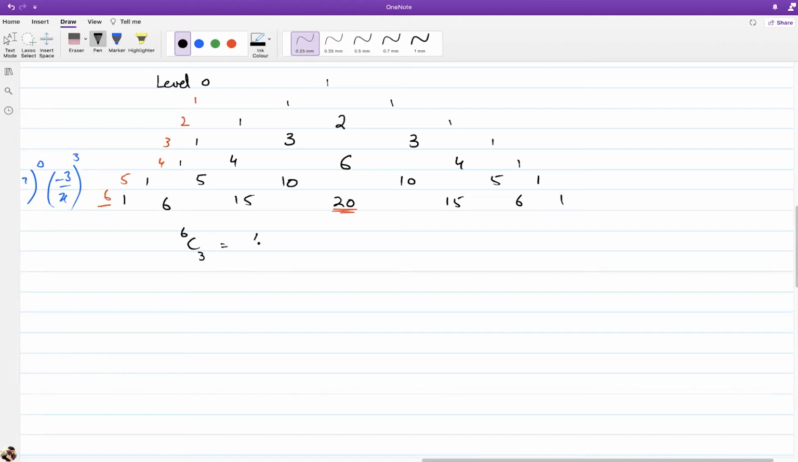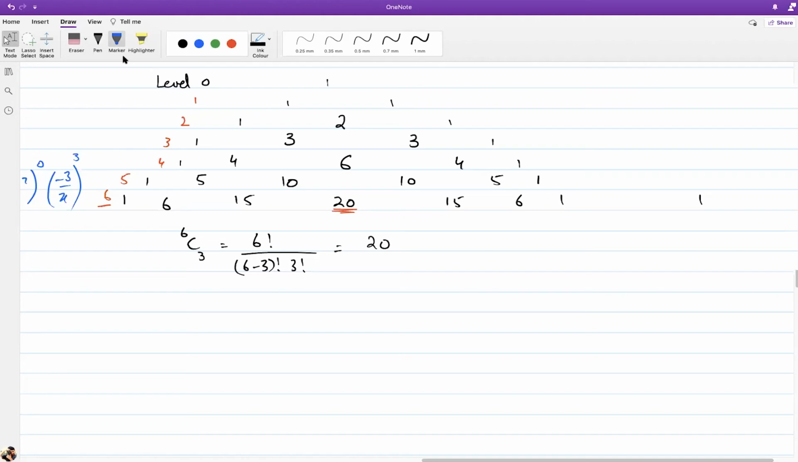And 6C3 is going to be 6 factorial over (6 minus 3) factorial into 3 factorial. And you can use that to figure out that, okay, it will be 20. But again, the factorial thing isn't really required for you to do. You have calculators. So you can simply use those. So we'll do a couple of questions.